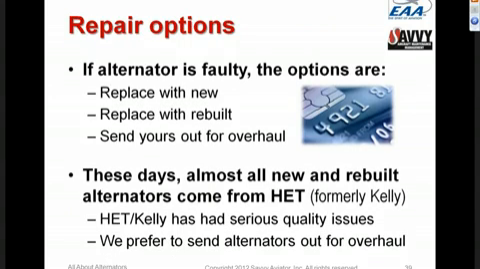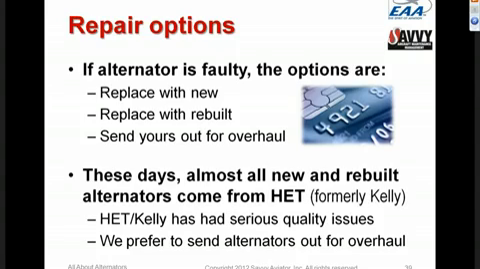Now, if we decide the alternator itself is at fault, we've got basically three options. You can replace it with a new one, you can replace it with a rebuilt unit or a repaired exchange unit, or you can send yours out for overhaul.